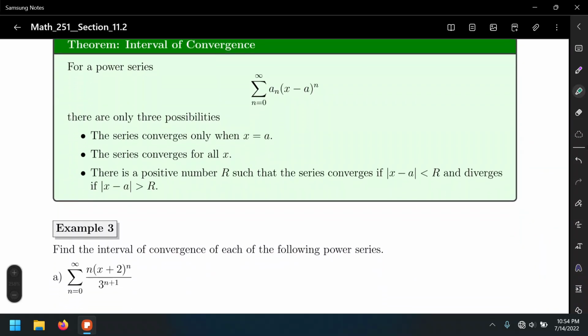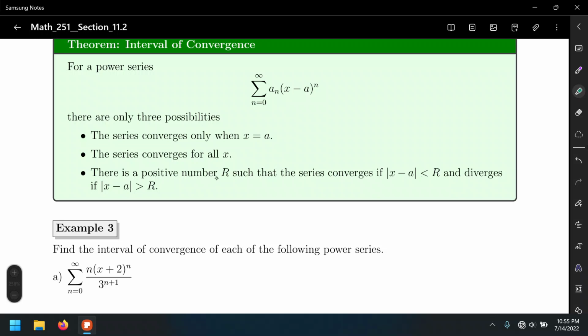Interval of convergence. For a power series, there are three possibilities to classify the interval of convergence. Number one, the series will converge only at its center, x equals a. Second possibility, the series converges for all x. That is, you can plug in any value of x into the given series and it will converge. And the third, the one that we're going to be working with for a while, is this one.